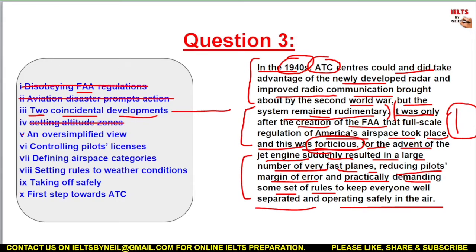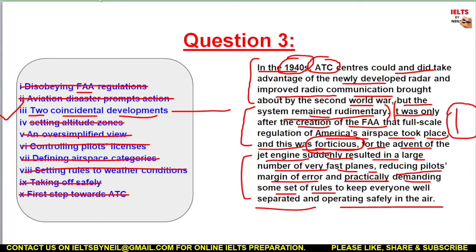Oversimplified view, definitely not. There's no word, no phrase in the text which gives us an idea that they are talking about an oversimplified view. Controlling pilot's license, there's no mention of license in this paragraph. Defining airspace categories, there's no airspace categories being defined. Weather conditions, there's nothing mentioned related to weather. Taking off safely, it's a big no. Number 10 is already taken, so the perfect answer would be number 3.